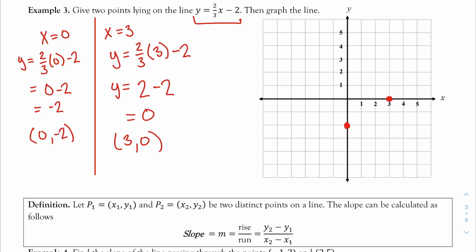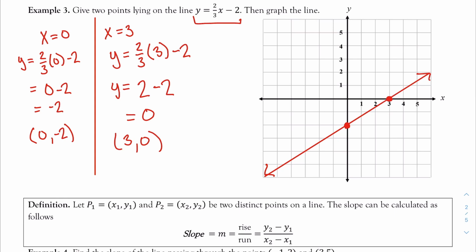And once again, I'm going to connect the dots and extend the line as needed. I should end up with something that looks roughly like what I have here. I'm going to put arrows on the left and right to indicate that this line does continue to go. So, even though I didn't give you 2 points, you are able to plug in 2 of your favorite x values, plot the points, and once again connect the dots and extend the line. Thus, we are done with example 3.